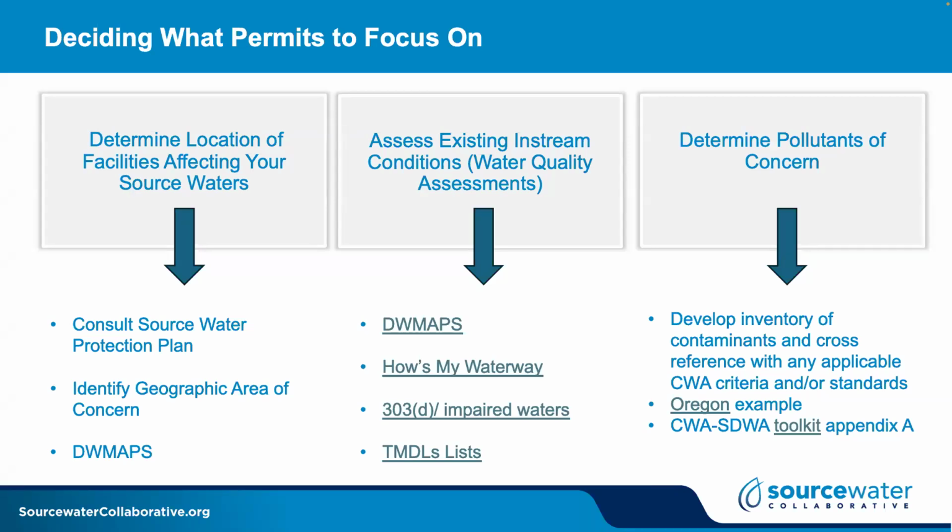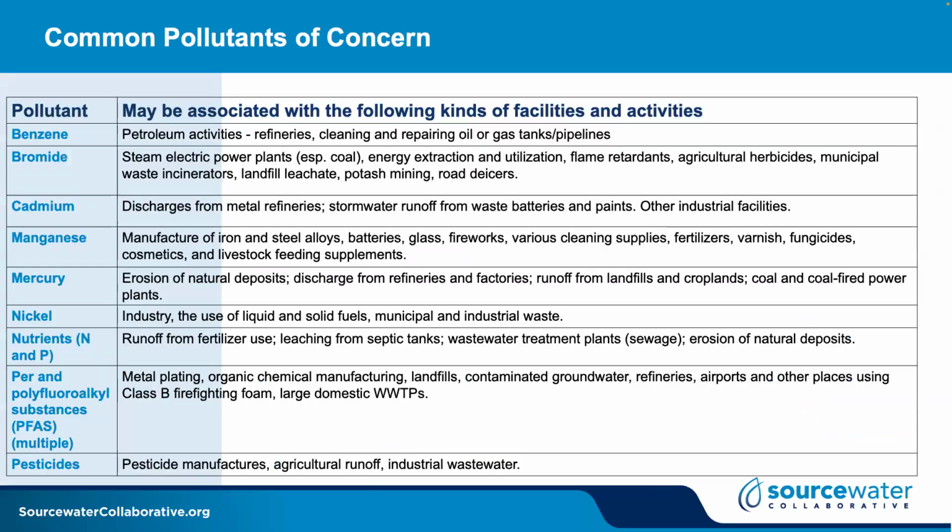Next slide, please. This chart is also in our toolkit, and it just lists some common pollutants of concern and which facilities are associated with those pollutants. And again, this is just another tool to help you identify the types of facilities that are likely to be releasing the pollutants that are most concerning to your drinking water system. Next slide.